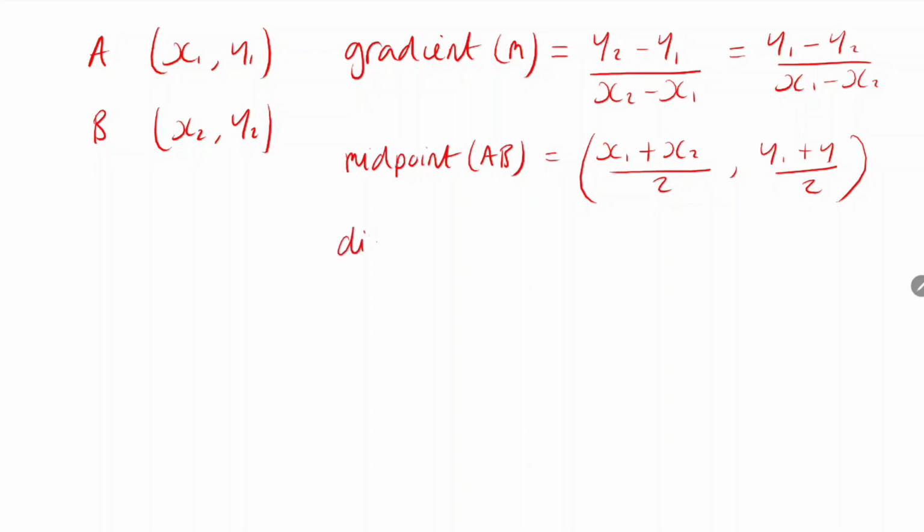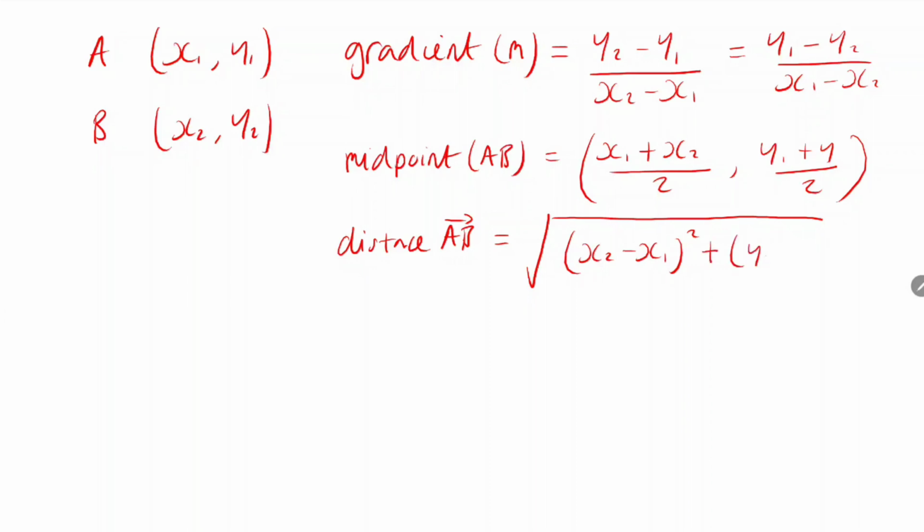Now to find the distance from A to B, you will apply Pythagoras. So that will be equal to the square root of the difference between the two coordinates squared. So it'll be x2 minus x1 all squared, plus y2 minus y1, all squared.